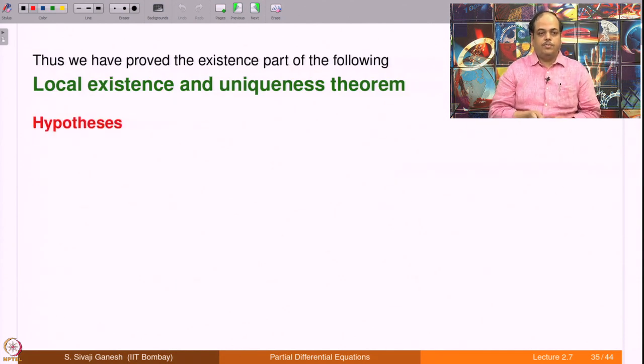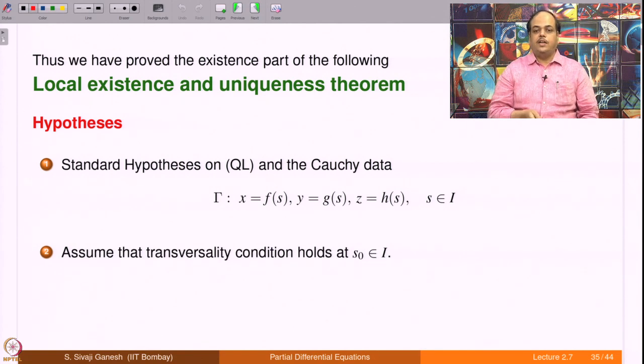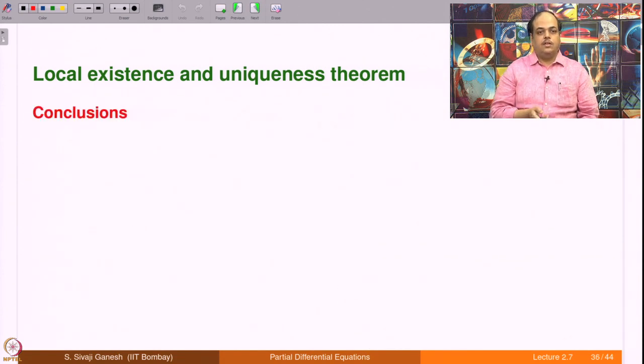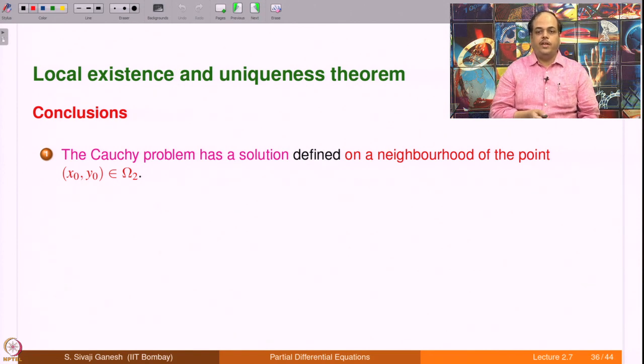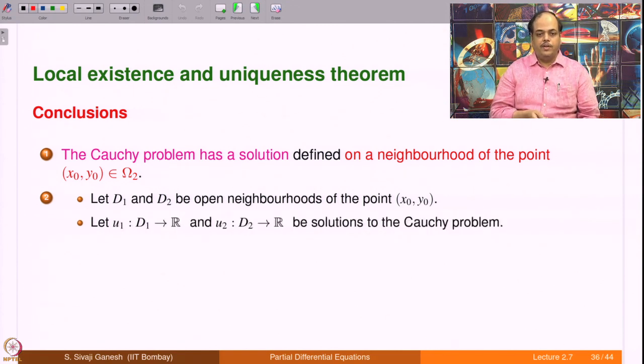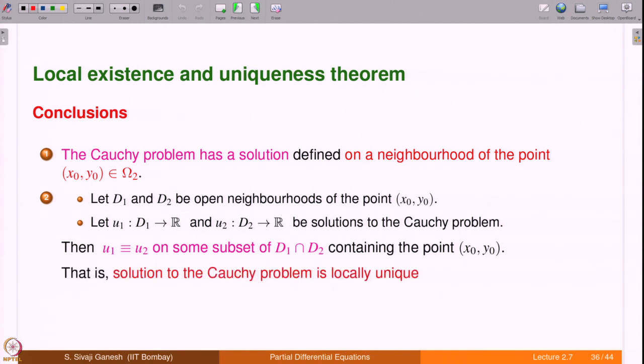So, the theorem is here: the hypotheses are the standard hypotheses on the quasilinear equation, which I am not going to recall here, and the Cauchy data. Assume that the transversality condition holds at a point s0, and denote P0 = (f(s0), g(s0), h(s0)); let us call it (x0, y0, z0) for convenience. Conclusions: the Cauchy problem has a solution defined on a neighborhood of the point (x0, y0). And let D1, D2 be open neighborhoods of the point (x0, y0). Let u1, u2 defined on D1, D2 respectively be solutions to the Cauchy problem. Then u1 will be identically equal to u2 on some subset of D1 intersection D2, which of course contains the point (x0, y0). That is, the solution to the Cauchy problem is locally unique near the datum curve gamma.